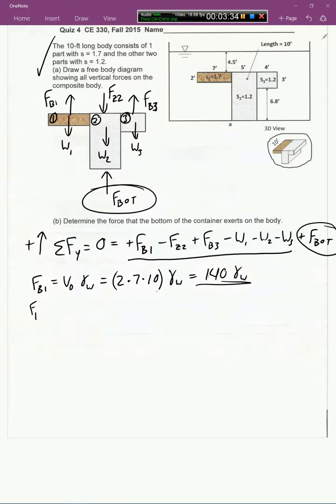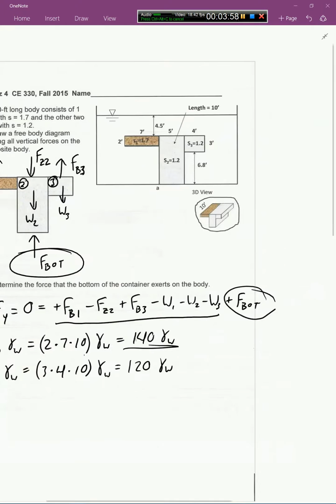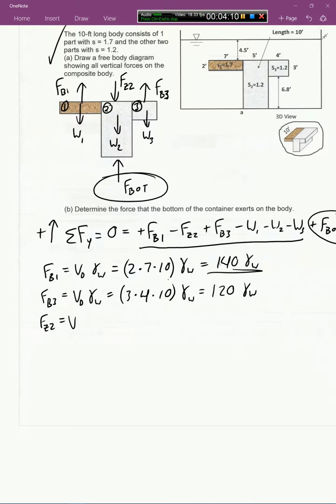The second force we'll do is FB3, which again is just the volume displaced by 3 times gamma water, which for this problem would be 3 times 4 times 10 times gamma water, which equals 120 gamma water. Next force will be FZ2. This force is actually just the weight of that water right there above body 2. We denote that volume of water by V star. That's simply the volume above it up until the water surface, times gamma water. That volume is 4.5 times 5 times 10 times gamma water, and that gives us 225 gamma water.